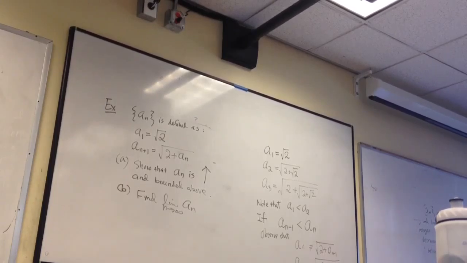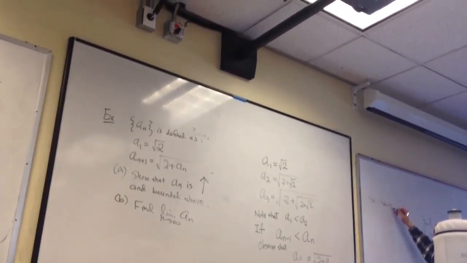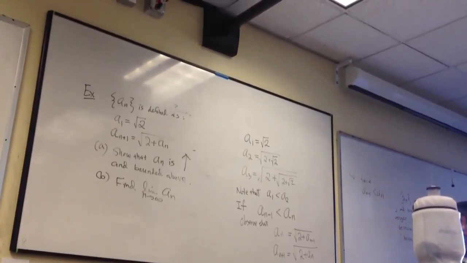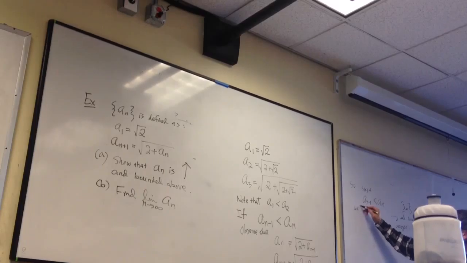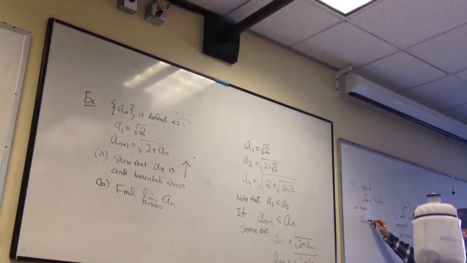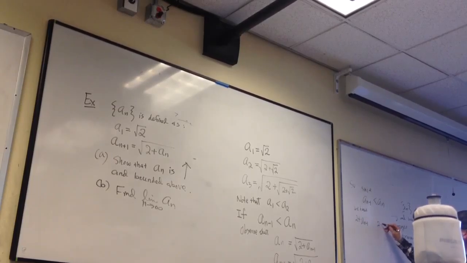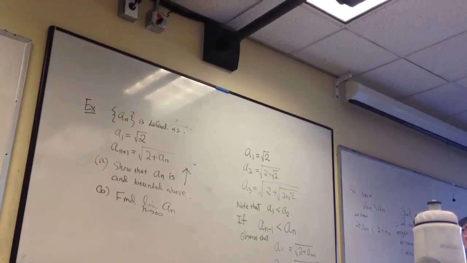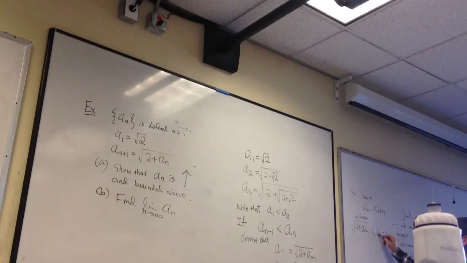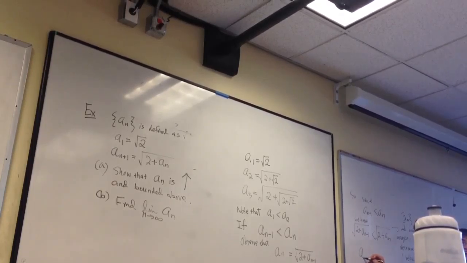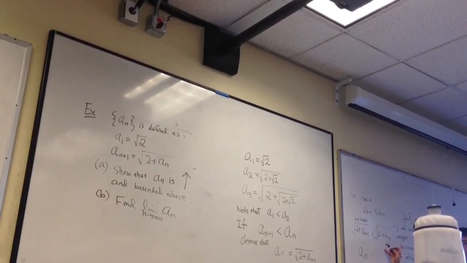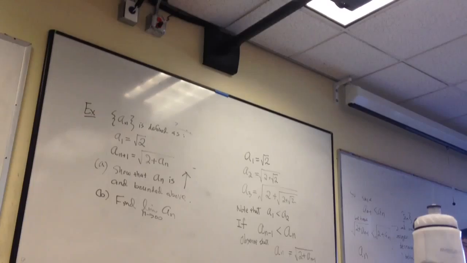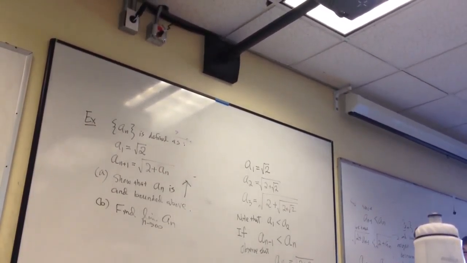So, since AN minus 1 is less than AN, assuming that, we have AN minus 1 plus 2 is less than AN plus 2. Agree? And therefore, square root of this is less than square root of that. Agree? But what is this guy? What is that guy? What is this? AN plus 1. AN plus 1. So I have shown what?